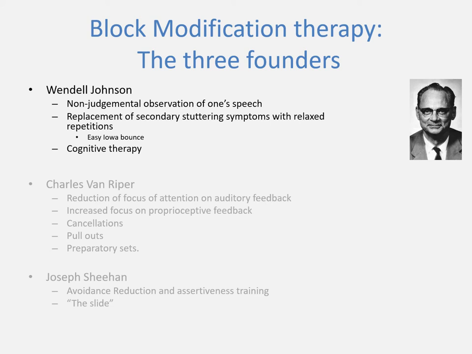In addition to teaching clients the bounce, Johnson and his co-workers made a point of explaining to them how and why the bounce could help them. They pointed out that these easy relaxed repetitions are essentially identical in form to the easy relaxed repetitions that young children spontaneously make at times when they anticipate difficulty saying an upcoming sound or word. And as such, they sound far less abnormal compared to the secondary stammering symptoms that persistent stammerers tend to develop.